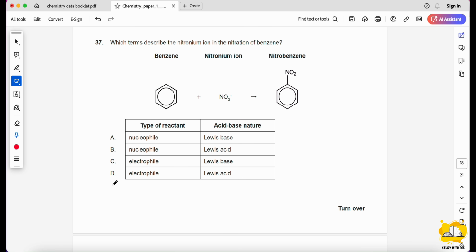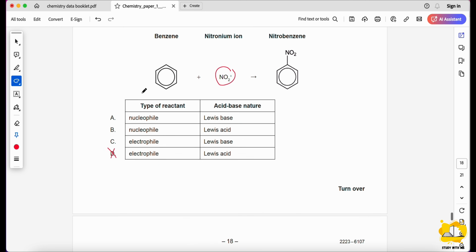Which terms describe the nitronium ion in the nitration of benzene? NO2 is an electrophile. An electrophile forms a new bond by accepting a pair of electrons from benzene's pi electron cloud. And because it accepts a pair of electrons, it's a Lewis acid.